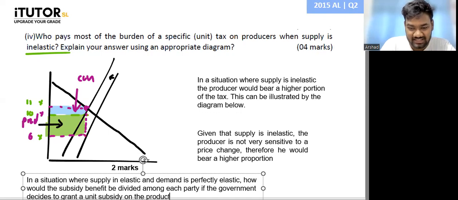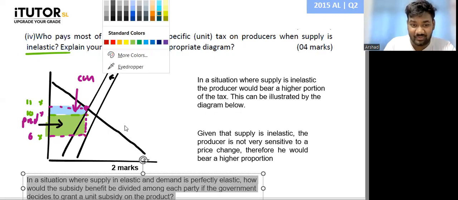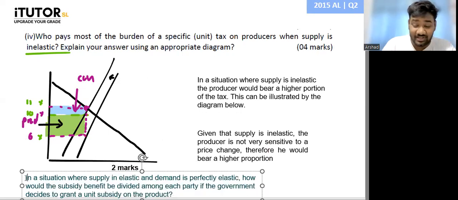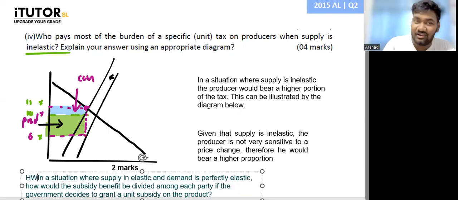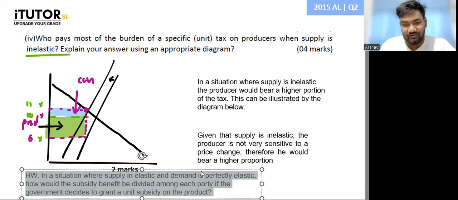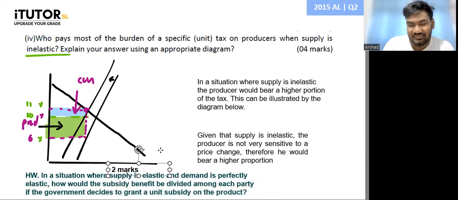So I'm asking you, there is a subsidy on the product. The government is imposing a subsidy on the product. So when the government puts a subsidy on the product in a situation where demand is perfectly elastic and supply is elastic, I want you to draw and explain how it works. So think on that for homework. I think if you can handle something like that, in this area you're completely fine.